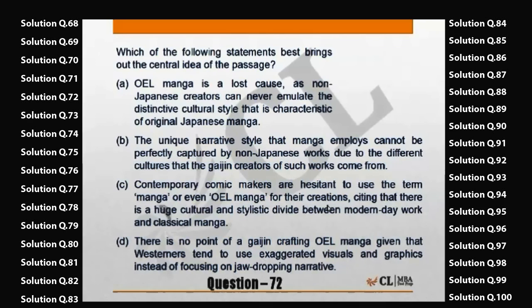Alright, we move on to question number 73. The question here wanted to know why the example of Darth Vader has been used in the third paragraph to reiterate or to highlight which of the following points. And then there were 4 options given to you. The answer for this question is option A. Let me read it out to you.